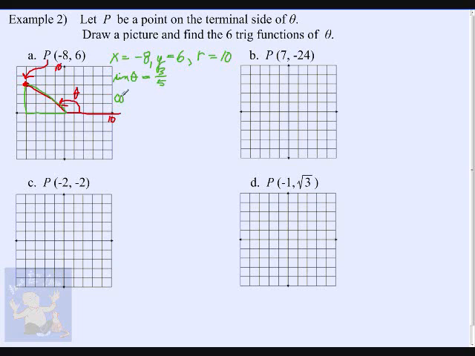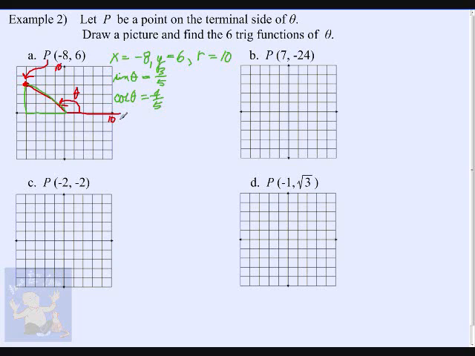Cosine, what do we expect cosine to be in the second quadrant? We expect that to be negative, and it is. It's -8 over 10, x over r, which simplifies to -4/5.